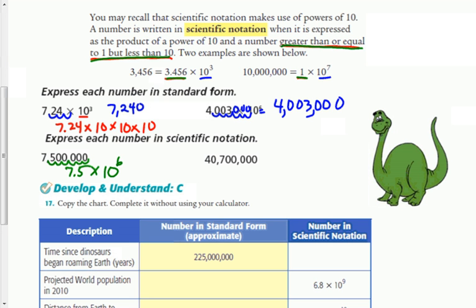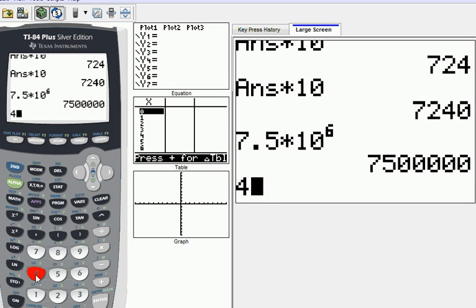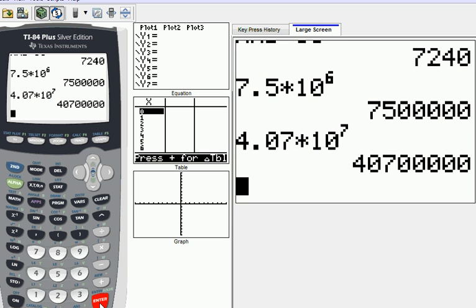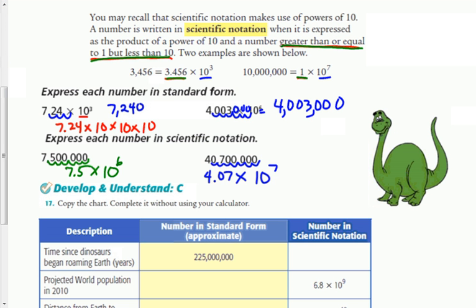All right. Again, so I need a number that is greater than or equal to 1 but less than 10. So I'm going to use 4.07. And then I'm going to multiply by some power of 10 that moves the decimal 1, 2, 3, 4, 5, 6, 7 times. So 10 to the 7, and then just check that. Now you can't always check it if the numbers are too big, your calculator won't give you the number in standard form, but 4.07 times 10 to the 7. That looks like 40,700,000, which is what we need.